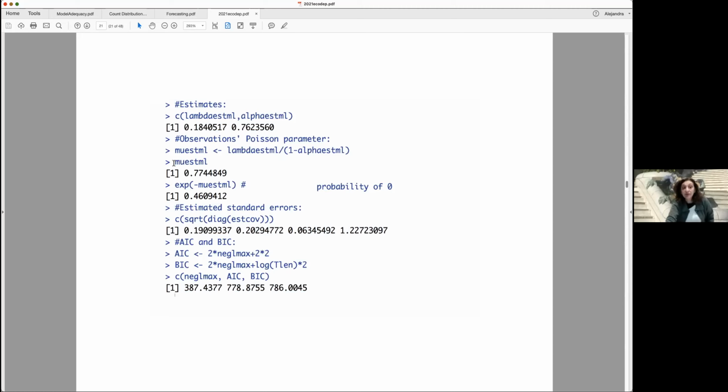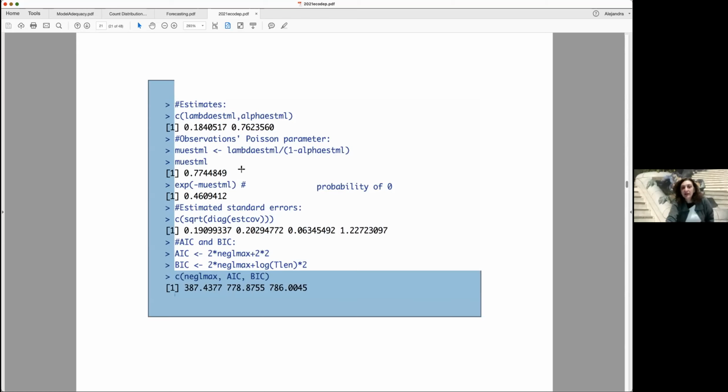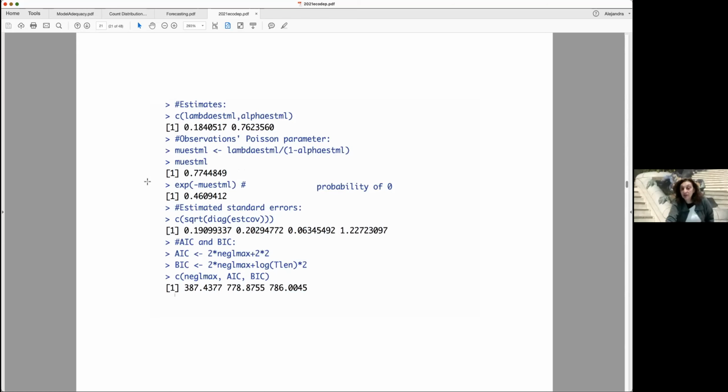So the estimated mean of the process will be lambda over 1 minus alpha, the marginal mean. So the marginal mean is 0.77. To see whether the Poisson is okay, one thing we can do is compute the probability of the marginal being 0. That probability is 0.46, which is kind of big.